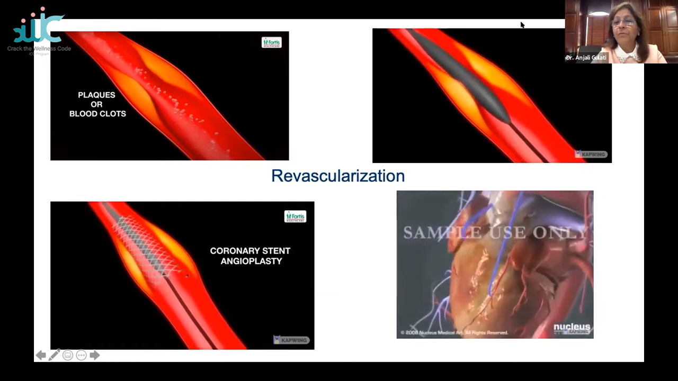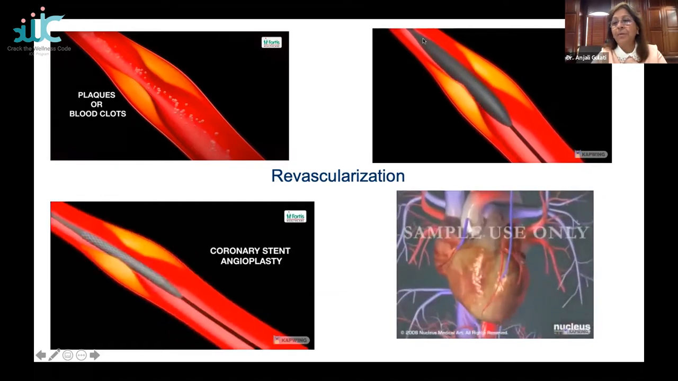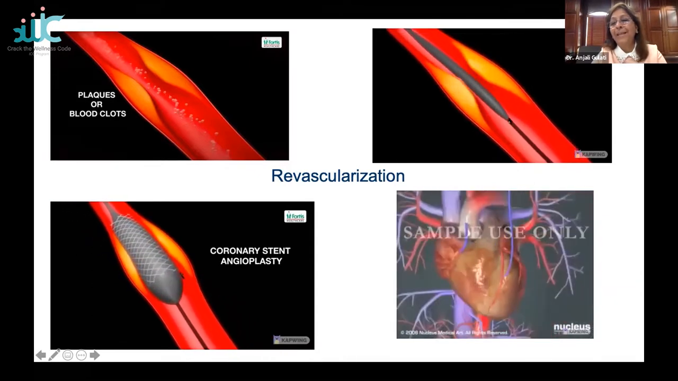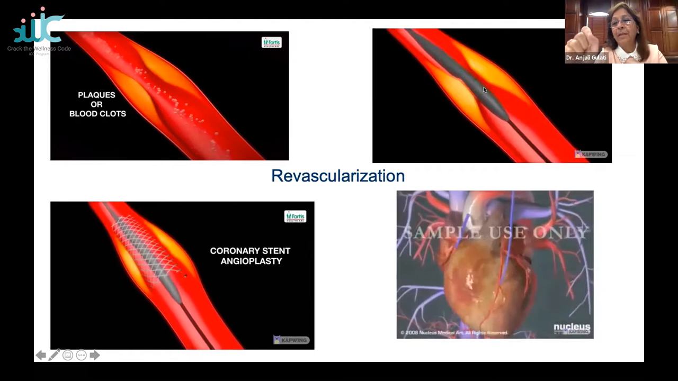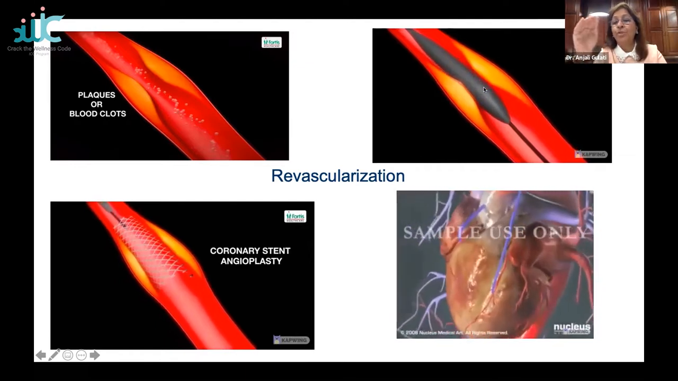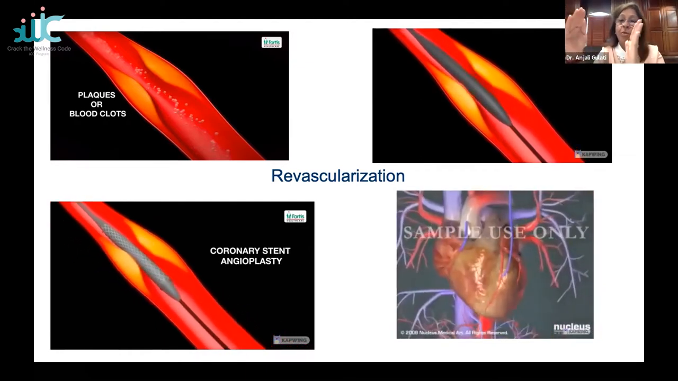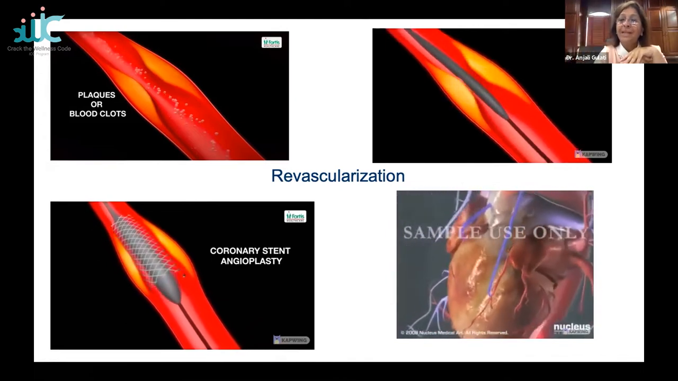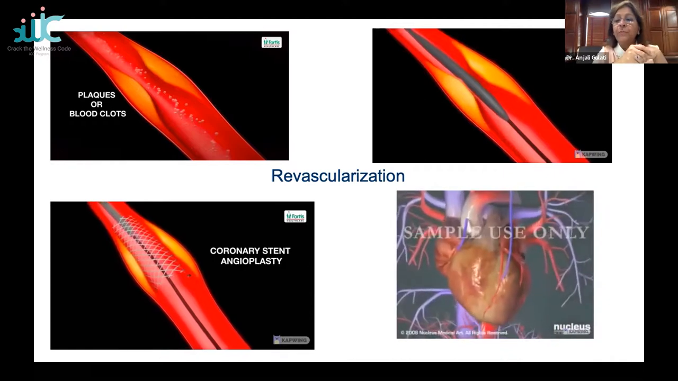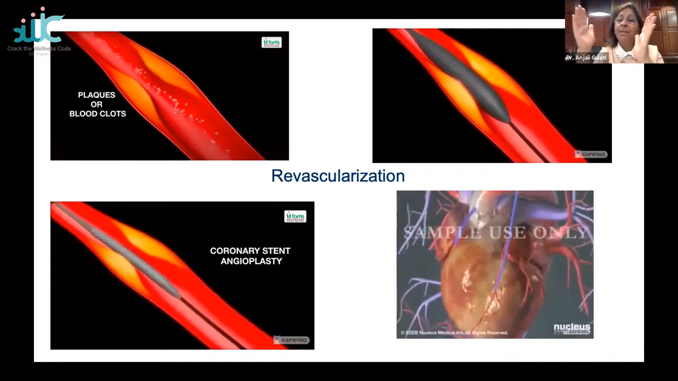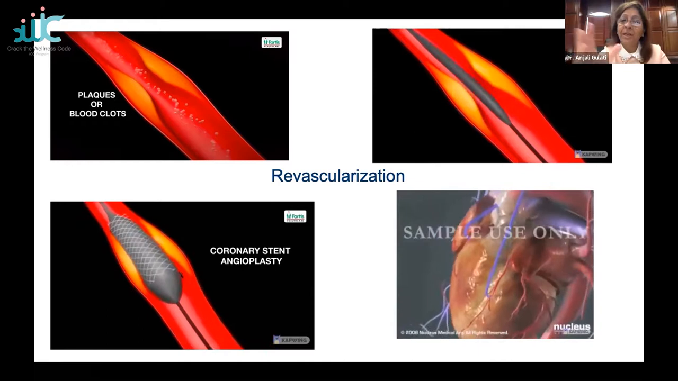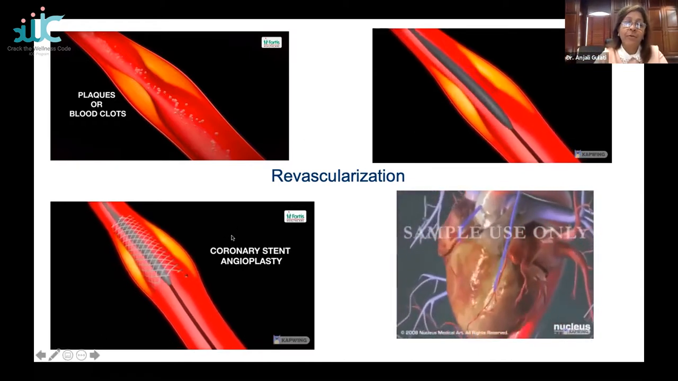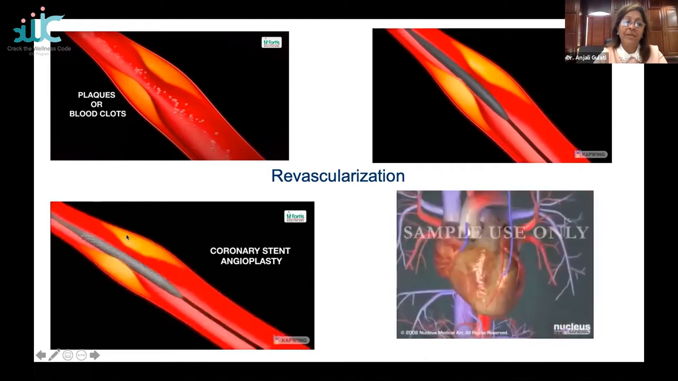So if you look at the top right, there is a wire in there and there's a balloon on it. We place it strategically and then expand the balloon and squish the cholesterol plaque into the wall. This is called plain old balloon angioplasty. This is what we used to do years ago. We still do it in some cases, but then the artery has a tendency to regrow the cholesterol plaque and also to collapse.